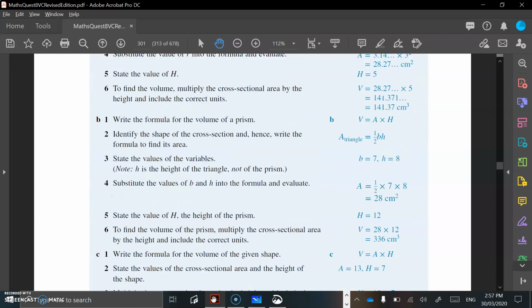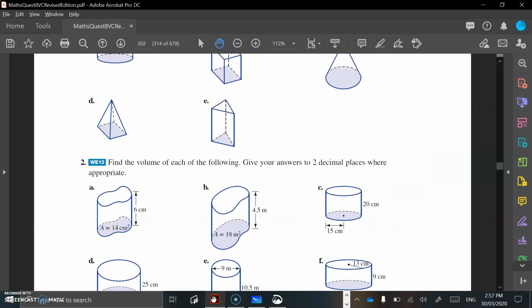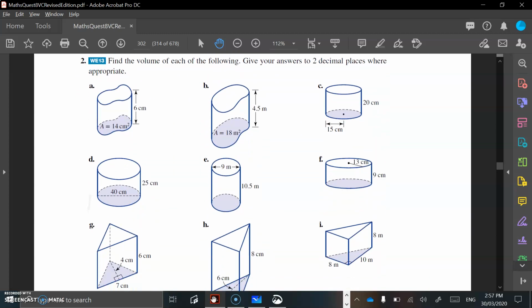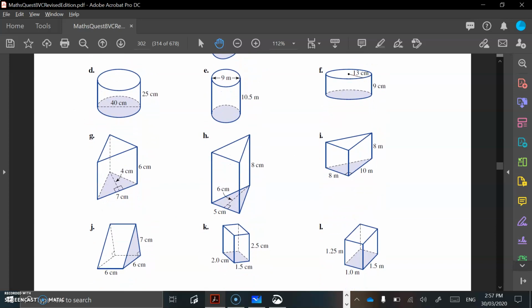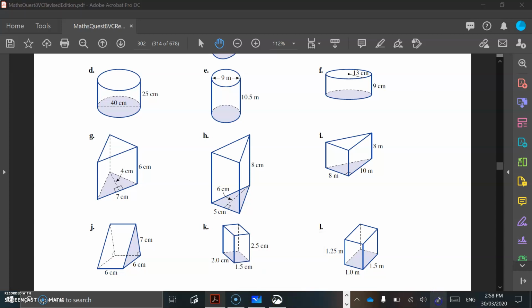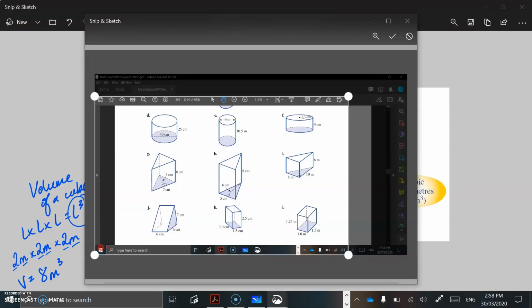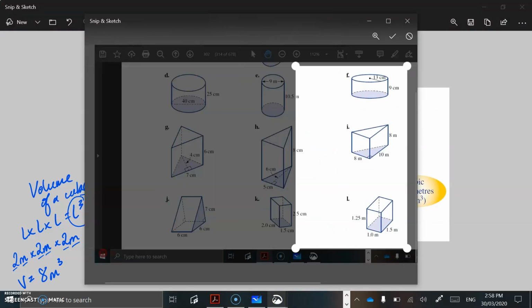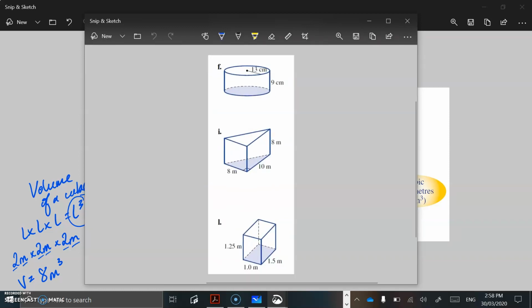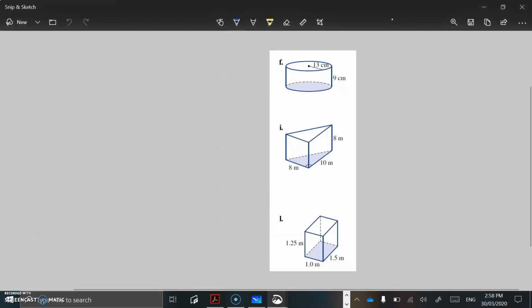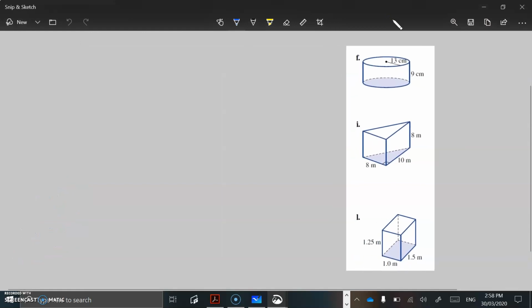Okay, so let's have a look at some of these. We'll look at F, I, and L. So let's do that now. Okay, so here we have three different prisms.